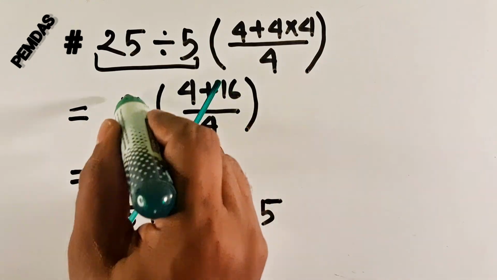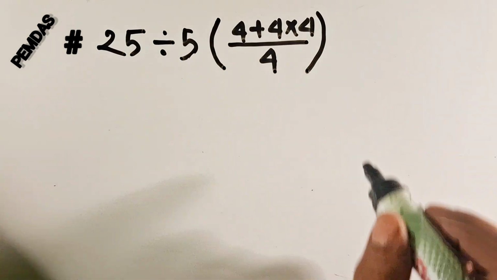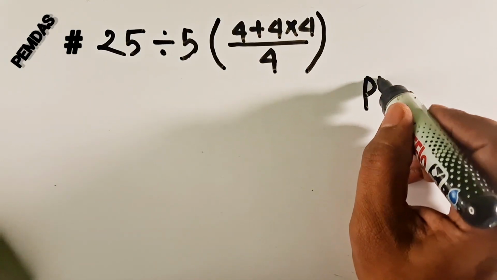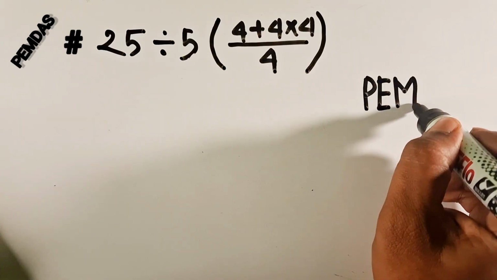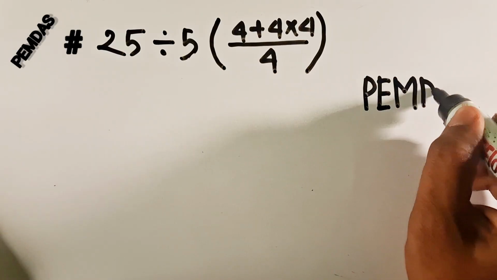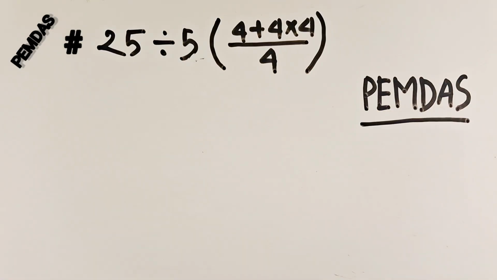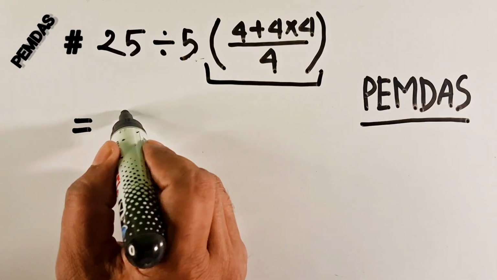But it is totally wrong because we didn't follow the PEMDAS or BODMAS rule. According to the PEMDAS rule, first in this equation, we have to do the parentheses, and then division and then multiplication.